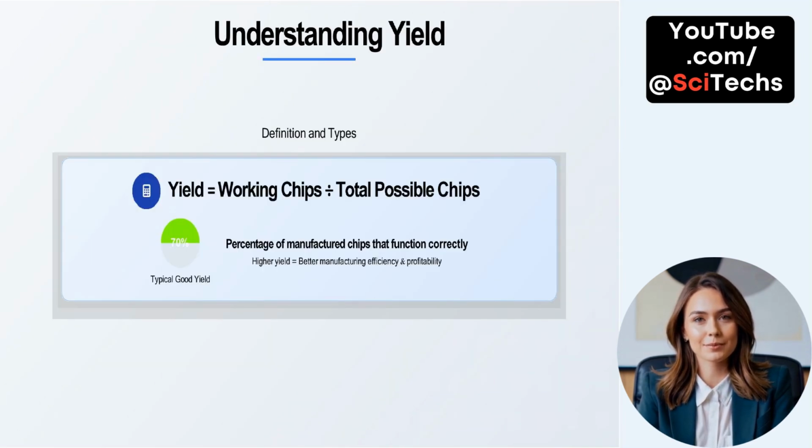Understanding yield. Yield is a fundamental metric in semiconductor manufacturing that measures efficiency and effectiveness. It is defined as the number of working chips divided by the total possible chips on a wafer. In simpler terms, yield tells us the percentage of chips that function correctly after production. For example, if a wafer can produce 100 chips and 70 of them work as intended, the yield is 70%. This level is generally considered a good yield in many fabrication processes.